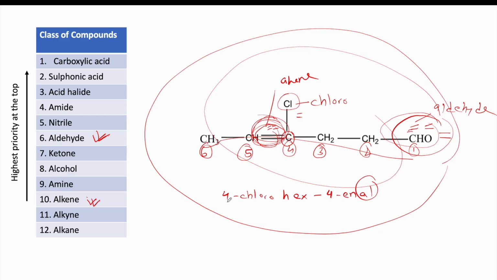So let's repeat. 4-chloro. Why C first? Because in alphabetical order C comes first. 4-chlorohex-4-en. Look, we wrote this en with the main chain while naming. 4-en-al. Why al at last? Because the entire compound is an aldehyde. 4-chlorohex-4-enal.